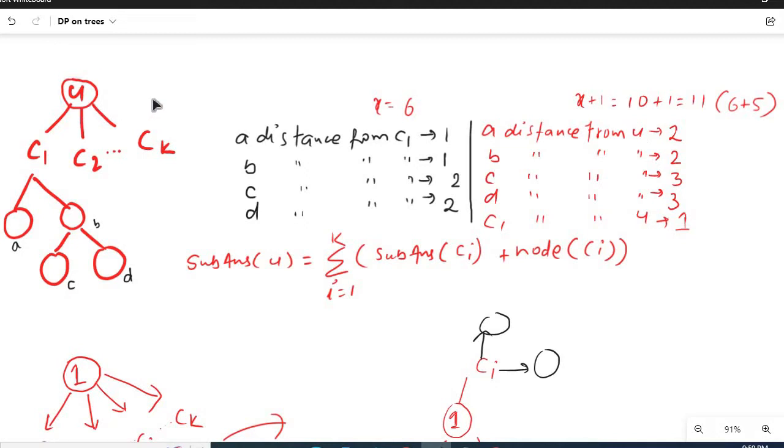I have a root node U and it has some child nodes C1, C2 and Ck. And C1 again has the child nodes A, B, C, D. So what we see is A's distance from C1 is 1, B's distance from C1 is 1, C's distance from C1 is 2, sorry, D's distance from C1 is 2. Counting from C1, for A it would be 1, for B it would be 1, for C it would be 1 and 2, for D it would be 1, 2. So this is with respect to C1.